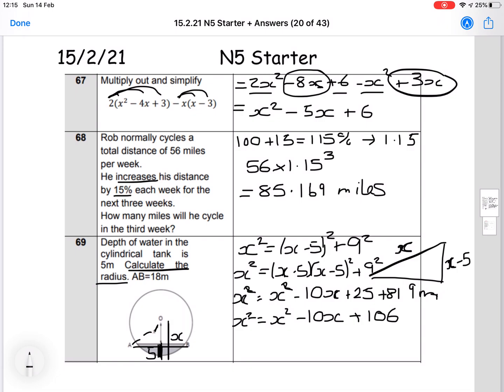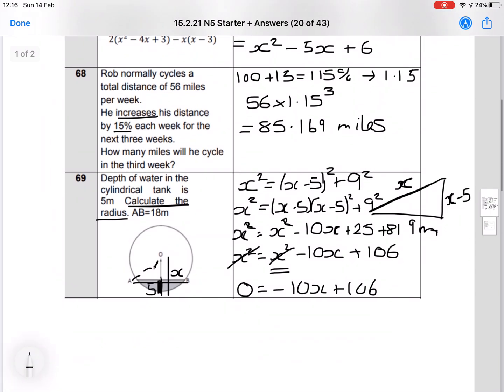We need to now solve this for x. So what we could do first of all is tidy up the x squared terms. So if we look at this one here, that's on the wrong side if I want to get that with the other one. So I would take away x squared from both sides. So if I subtract x squared from both sides, they will actually both cancel out, and I'll be left with 0 equals minus 10x plus 106. And then it's quite easy to solve from here. We would add 10x to both sides. So that's going to give me 10x equals 106, and then divide both sides by 10. So that's going to give me 10.6, and the units here were meters.